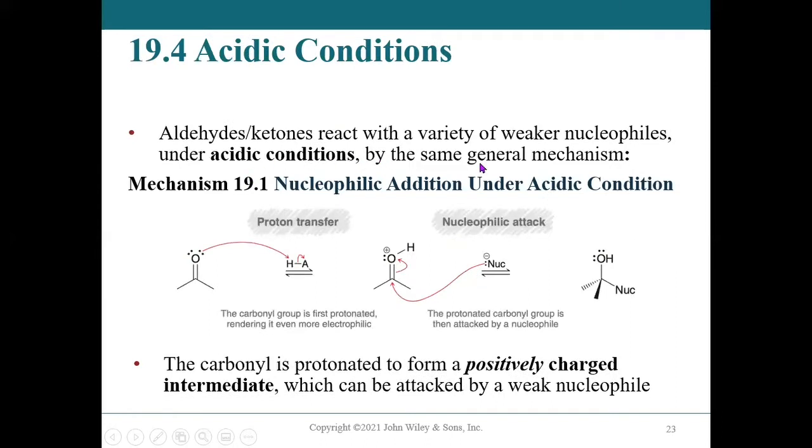Aldehyde and ketone react with a variety of weak nucleophiles under acidic conditions by the same general mechanism. In these two steps of reaction, the first step is the protonation of the carbonyl oxygen, or the proton transfer. The carbonyl group is first protonated, rendering it more electrophilic. And then the nucleophile attacks the carbonyl carbon to produce the final product. The carbonyl is protonated to form a positively charged intermediate, which can be attacked by a weak nucleophile.